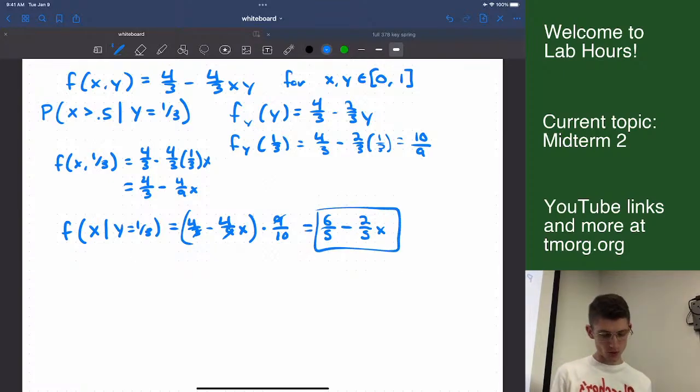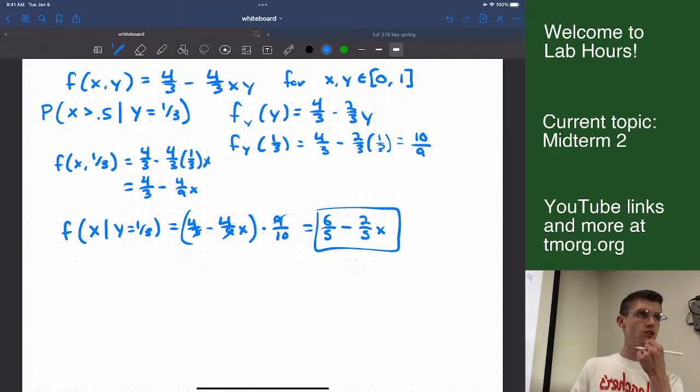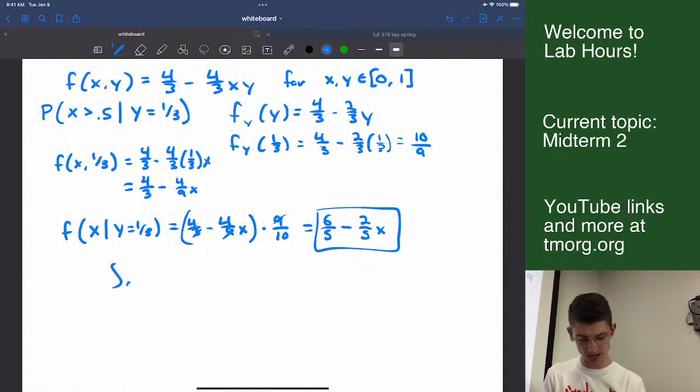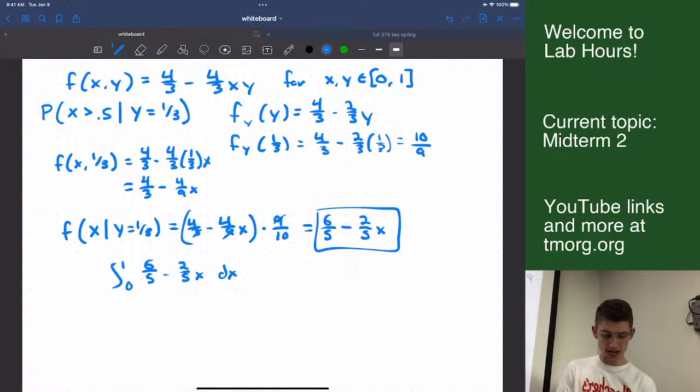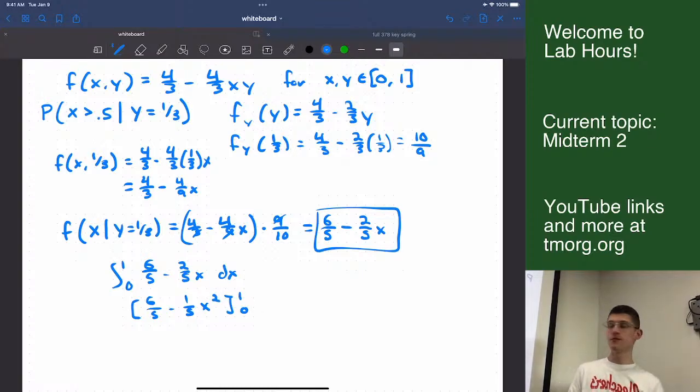Okay? Here's a question. Could we check and see if this is legit by seeing if this integrates to 1 over the bounds of x? Could we do that? Is that doable? Absolutely, it's doable. Let's do it really quick just to make sure that we did our math right. Integrate from 0 to 1, 6/5 minus 2/5 x dx. I don't want to bore you guys, but this is going to be 6/5 minus 1/5 x squared, evaluated from 1 to 0. I feel like it's pretty clear to see that that's going to turn into 6/5 minus 1/5, which is equal to 5/5, which is equal to 1.